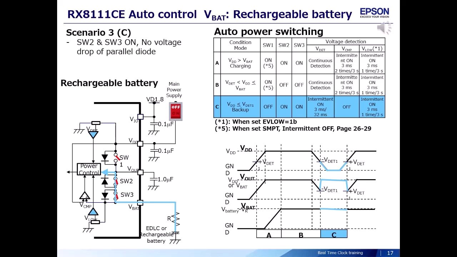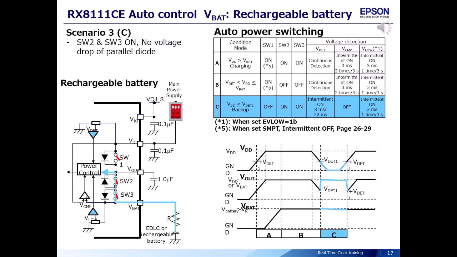Scenario 3, Case C. It is a continuation from the previous page. The main power is turned off. It shows after VDD is VDET1 or less and automatically switching from the main power supply to the backup battery. Switch 1 is off and switches 2 and 3 are on.